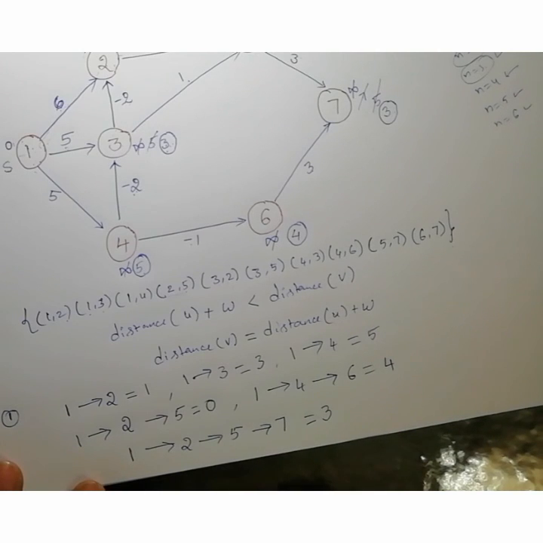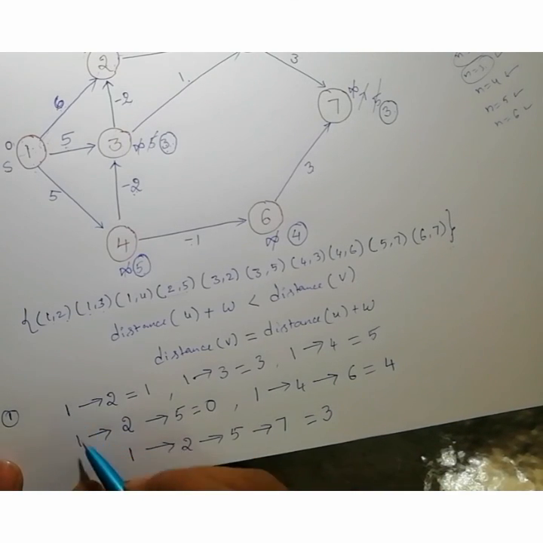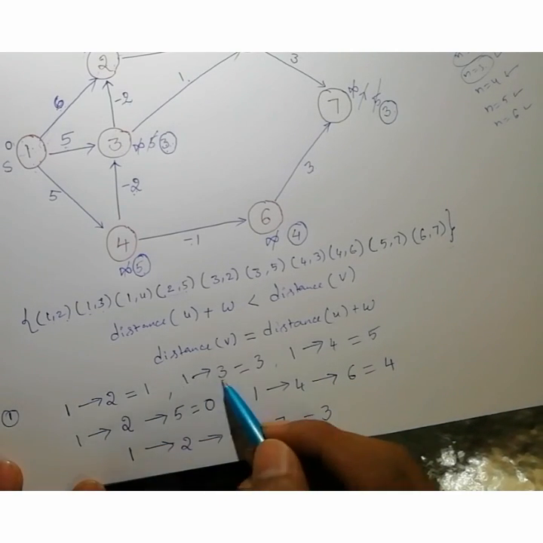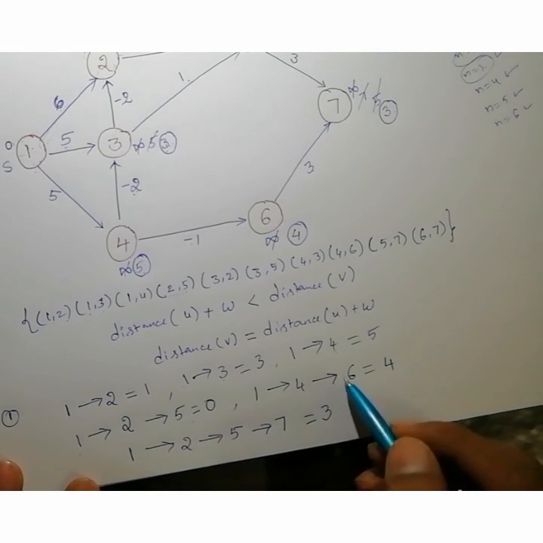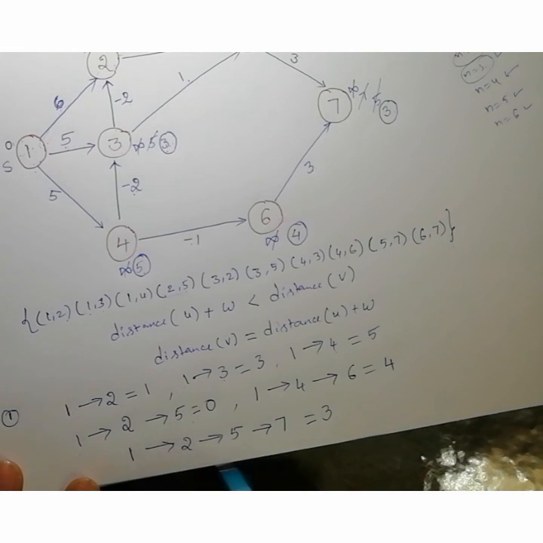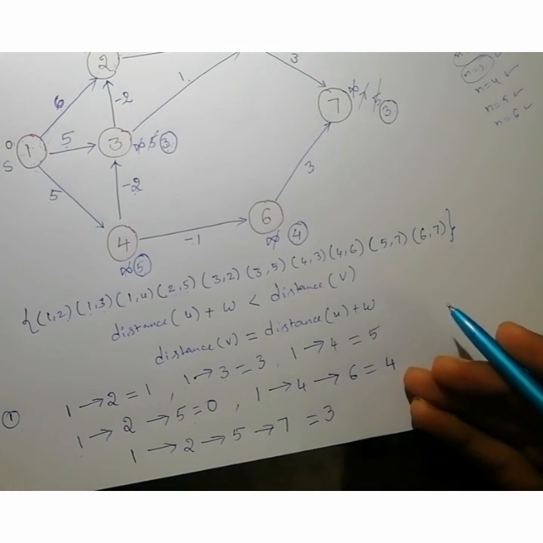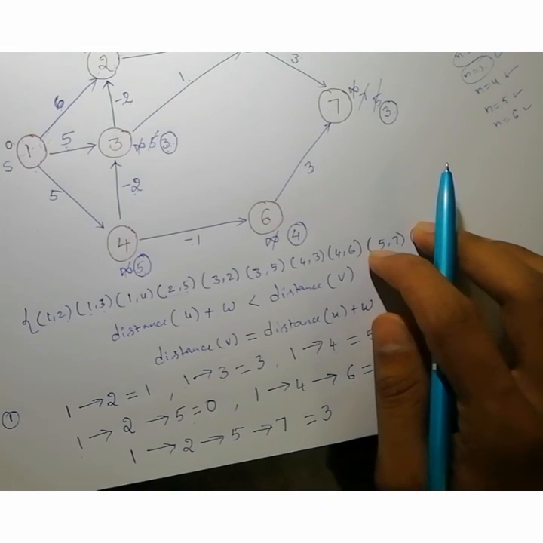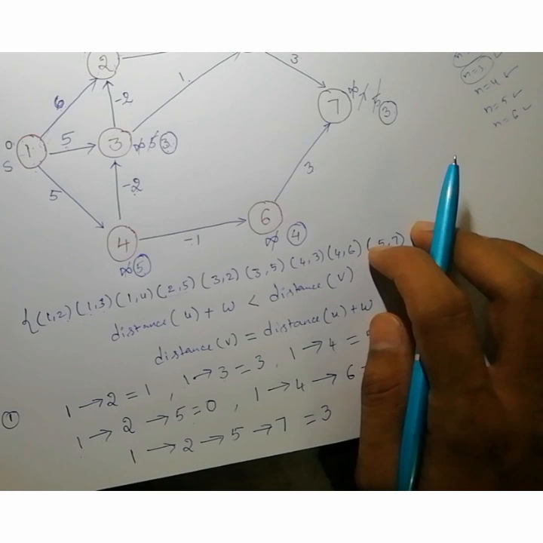So this is how we are calculating the distance of each vertex from the source vertex 1. From 1 to 2, 1 to 3, 1 to 4, 1 to 5, 1 to 6 and finally 1 to 7. So this is how the Bellman-Ford algorithm works under the dynamic programming technique. We are finding the single source shortest path from the source vertex to all other vertices.